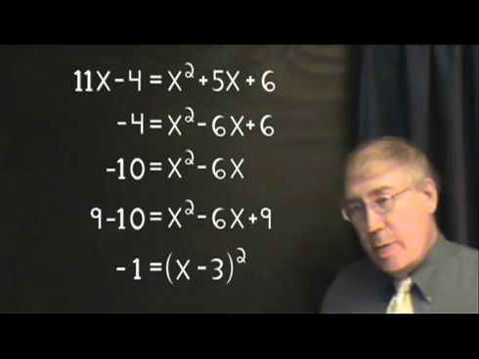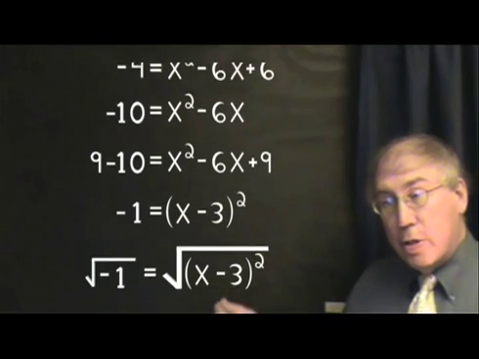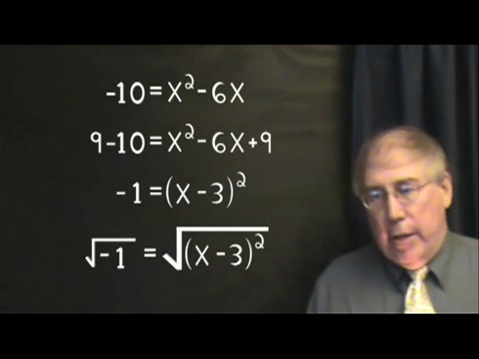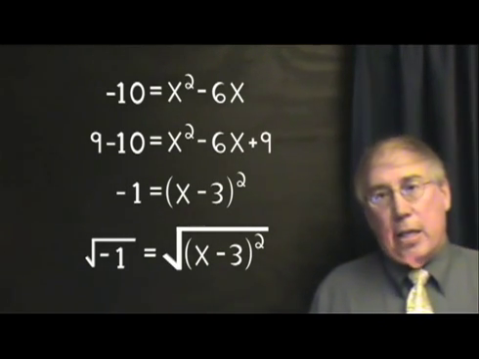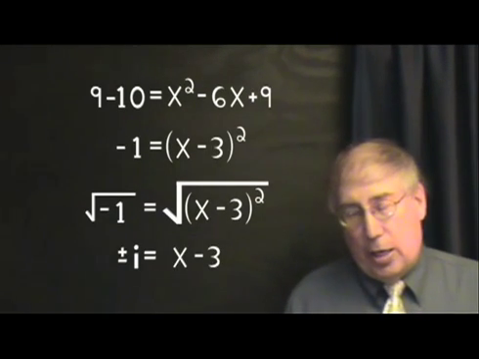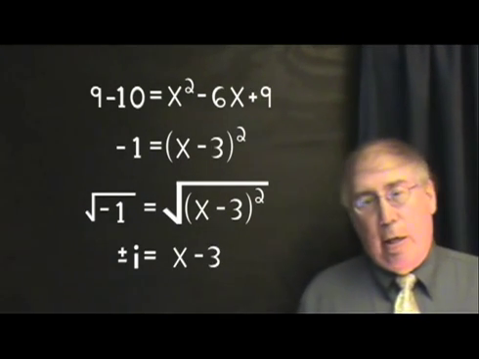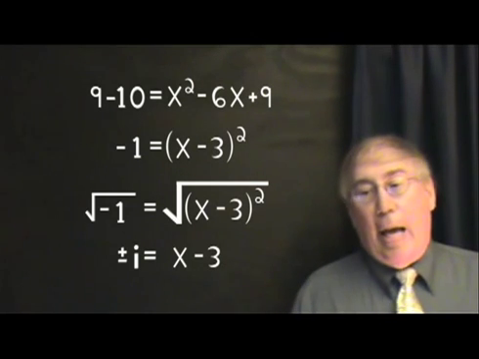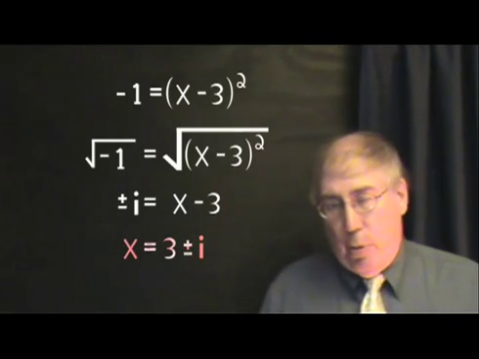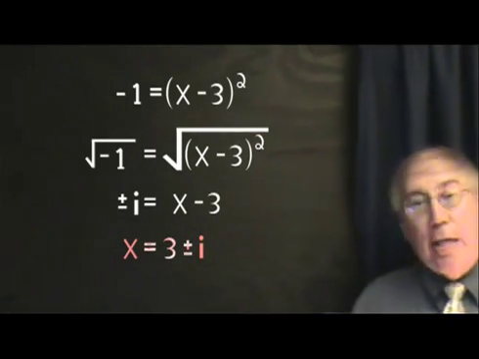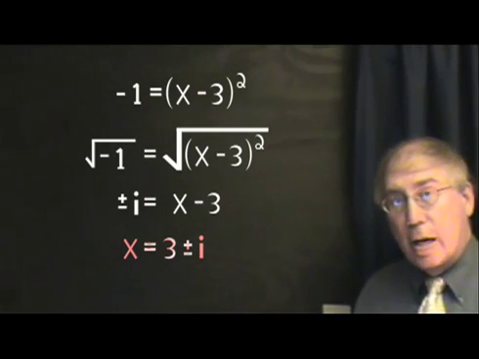And on the right-hand side, we've got the quantity x minus 3 squared. When you take the square root of that, you're going to get a plus or minus i on the left-hand side and an x minus 3 on the right-hand side. Now let's just add 3 to both sides, and we'll get x equals 3 plus or minus i.